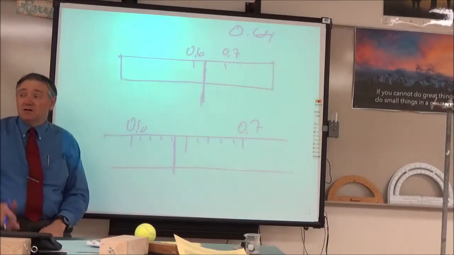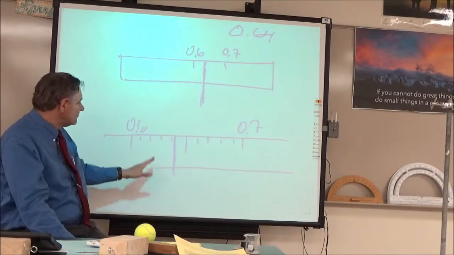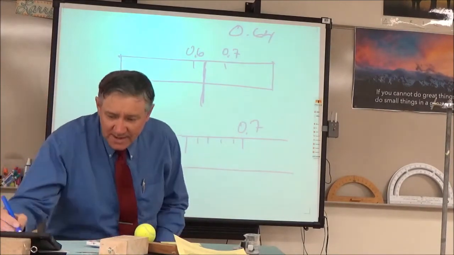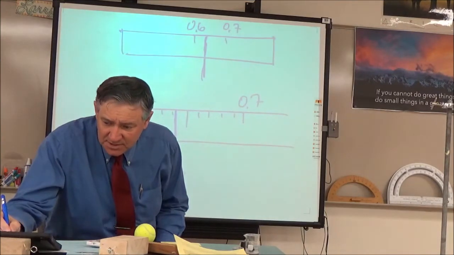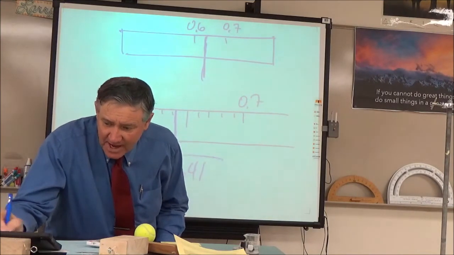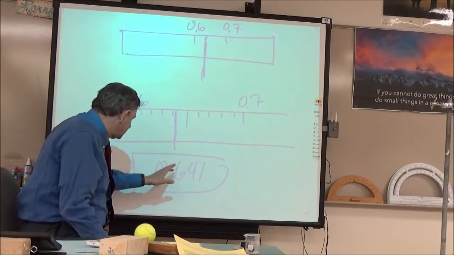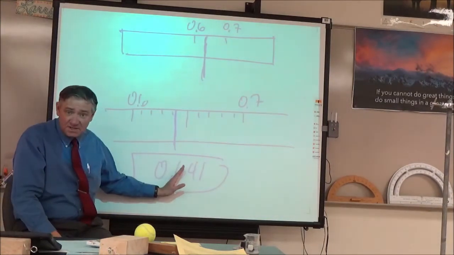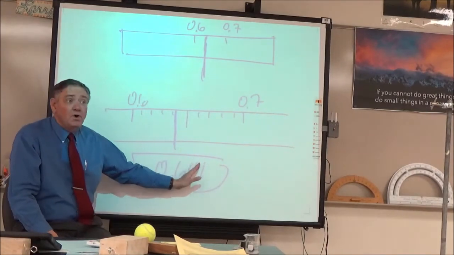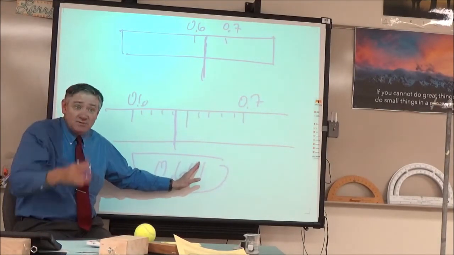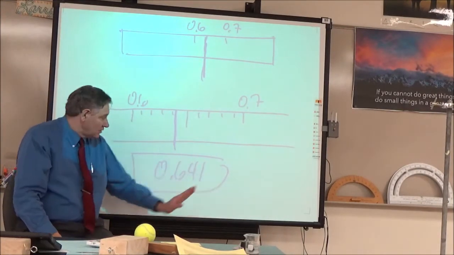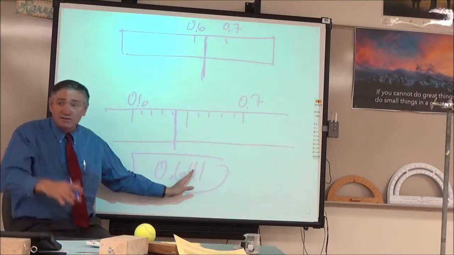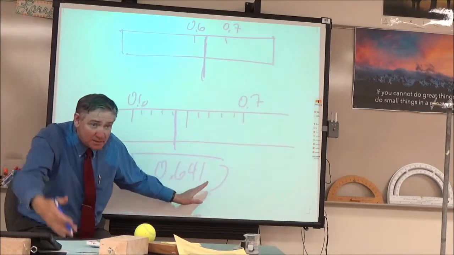So here's the deal. Now, if you put 0.641, here's what you're telling me, is that you know this is right. You know the 0, you know the 6, you know the 4. Which place value did you estimate? The 1. So you know the whole number, the tenths, the hundredths, and you're estimating the thousandths.